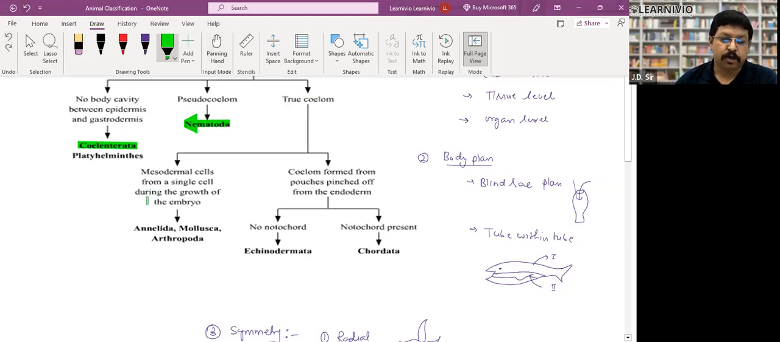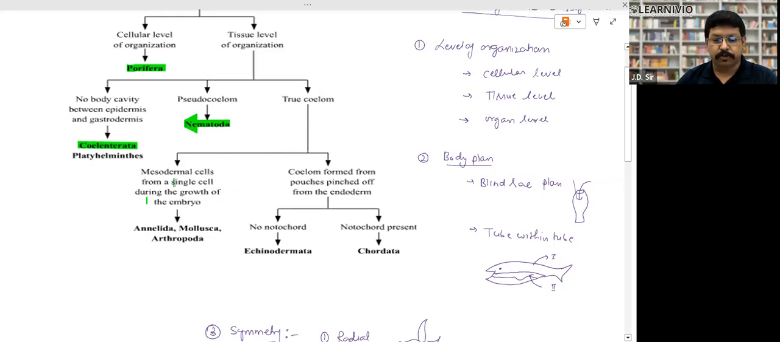Try to understand. On the basis of coelom we divide true coelom into 2 categories, right? The mesoderm cells split during the growth of the embryo: Annelida, Mollusca, and Arthropoda, these 3 phyla. Then coelom formed from pouches or pinches of the gut: Echinodermata. You have to remember which organisms have true coelom, which have false coelom. True coelom is found in annelids, mollusca, arthropoda, echinodermata, and chordata. They have the true coelom.